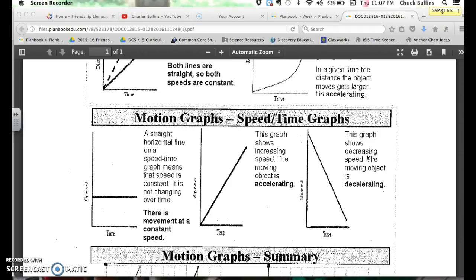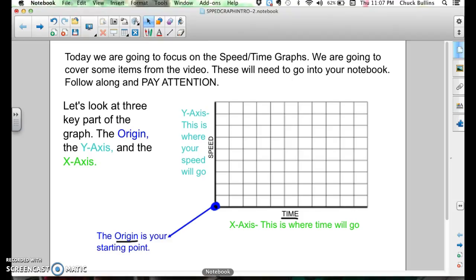You need to make sure that you notice on the quizzes and tests and anytime you're working with the motion graphs what type of motion graph we are dealing with. And for today, for our first video, we're going to look at speed time graphs.